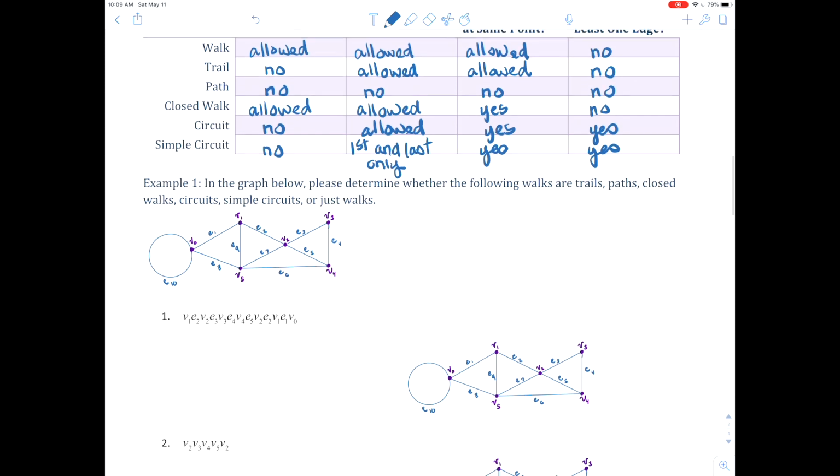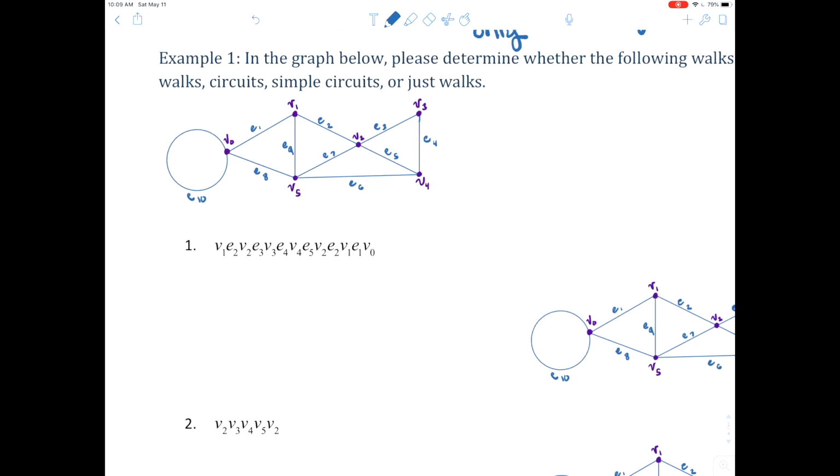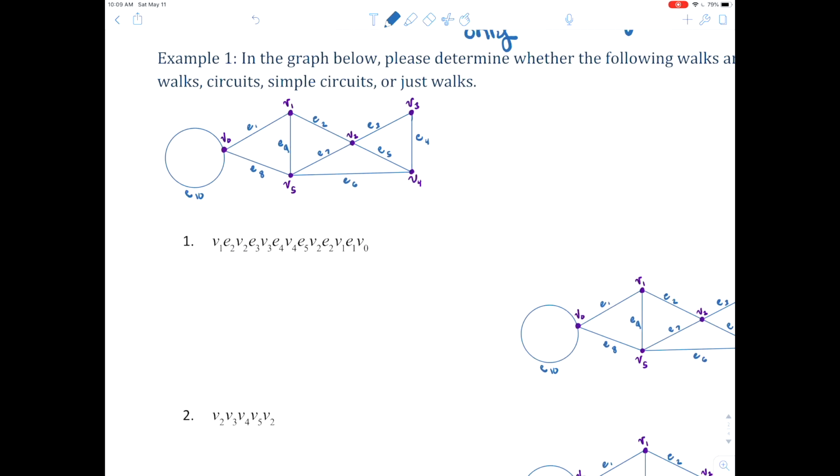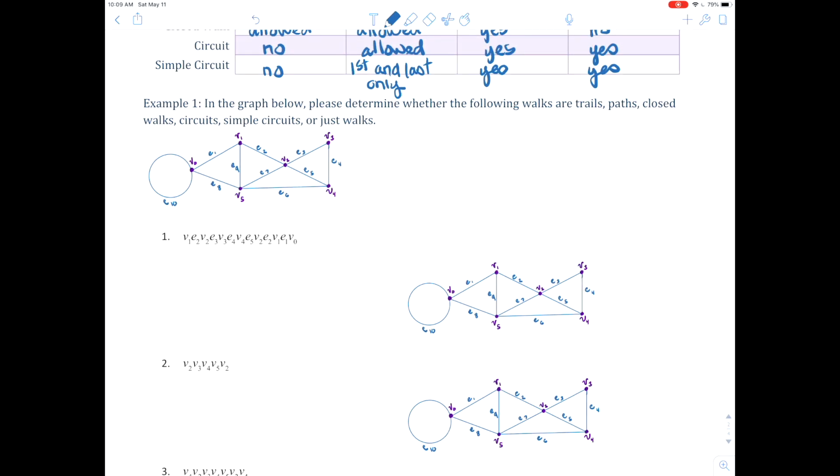Okay, so here we go. Here's a graph I drew up. I think it's from one of the examples in your text. All right, so hopefully it's clear enough. But in this graph, I've asked several questions, and we want to determine whether the following walks are trails, paths, closed walks, circuits, simple circuits, or just walks. Okay, so here we go.